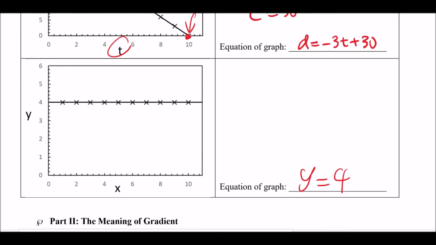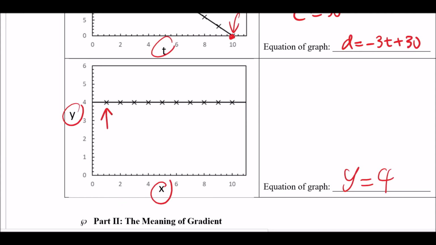Next one. For this graph, you can see that it is y against x, so the general equation should be some form of y equals mx plus c. But I've already written down the equation of the graph: y equals 4. How do I know that? If you recall, what is the gradient of a horizontal line? It is actually 0. If you do not believe me, you can choose 2 convenient points and calculate the gradient.